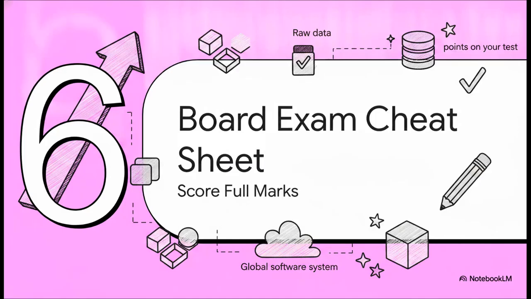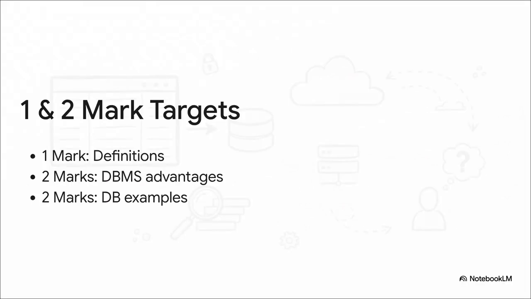Which brings us to Section 6, Board Exam Cheat Sheet, Score Full Marks. All right, if you get a 1-mark question asking for definitions, you can confidently nail them now. Data, raw facts. Information, processed data. Database, the organized collection. And DBMS, the software manager, easy. For a 2-mark question on advantages, fast retrieval, better security, reduced redundancy, easy modification. Real-life examples? Just think of your everyday life. School, bank, hospital, railway. You've got this.